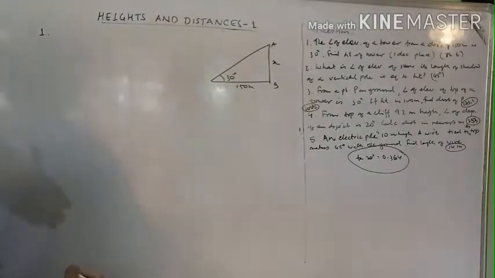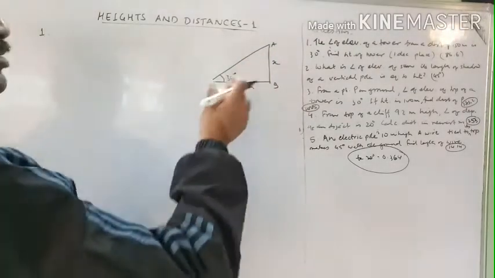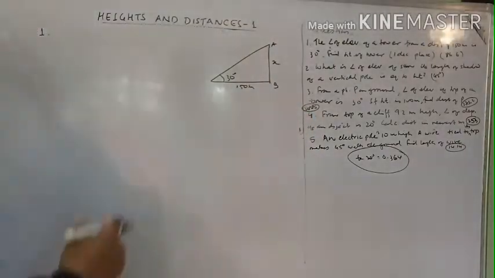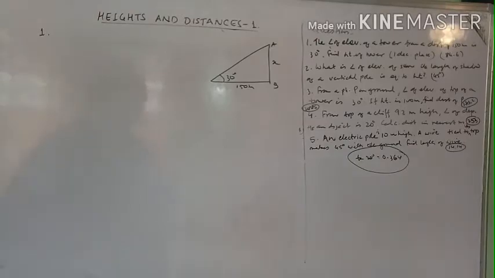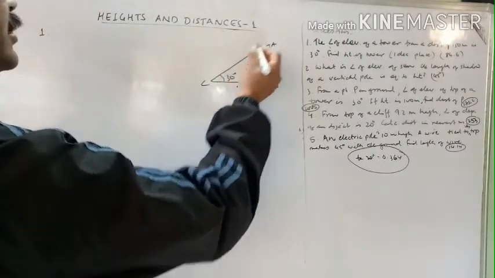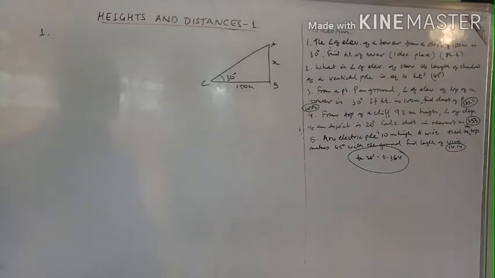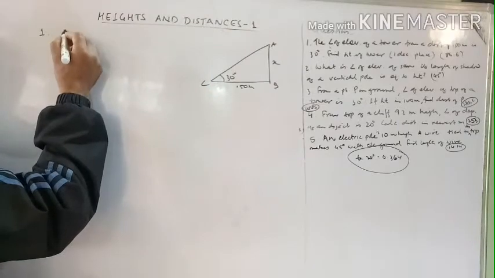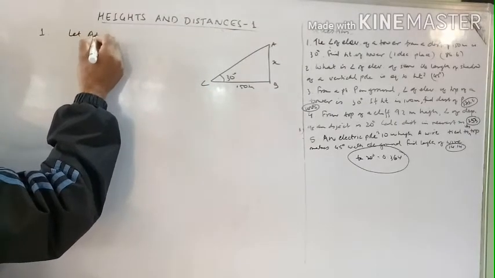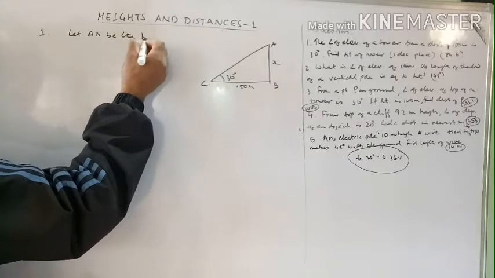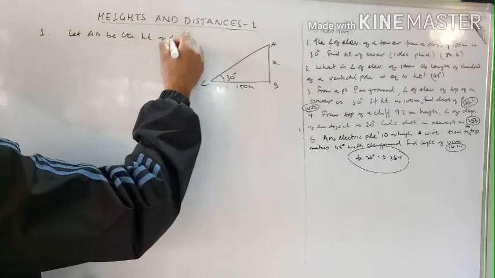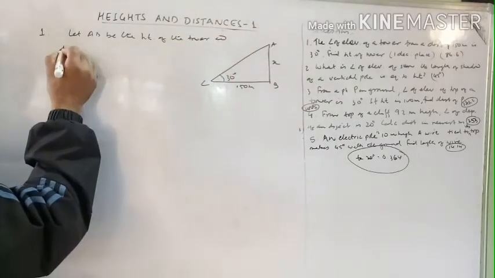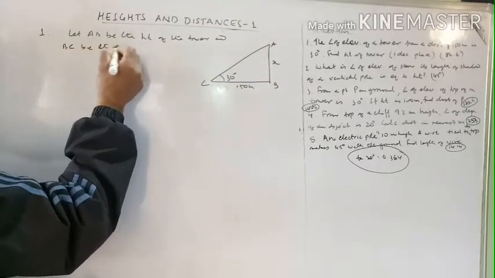So first write which side is given, and suppose x for whatever you have to find. If you have to find the perpendicular, take the perpendicular as x. If you have to find the hypotenuse, take that as x. So AB is the tower and BC is the distance. You just define the diagram here. Let AB be the height of the tower and BC be the distance.